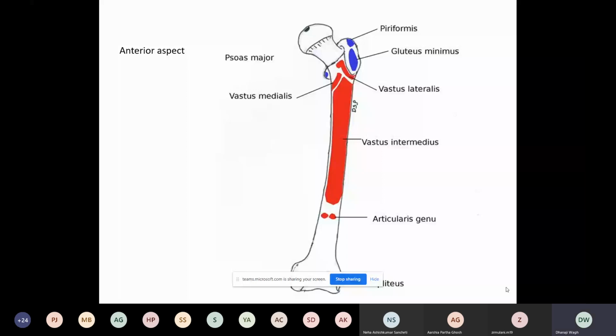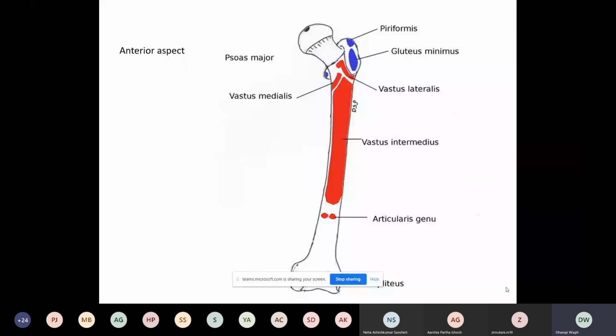Now we are seeing the quadrate tubercle which is present on the intertrochanteric crest posteriorly. There is an insertion here of the quadratus femoris. Then there is the articularis genu below the vastus intermedius towards the lower 5 centimeter of the anterior surface. Related to it there is the suprapatellar bursa.